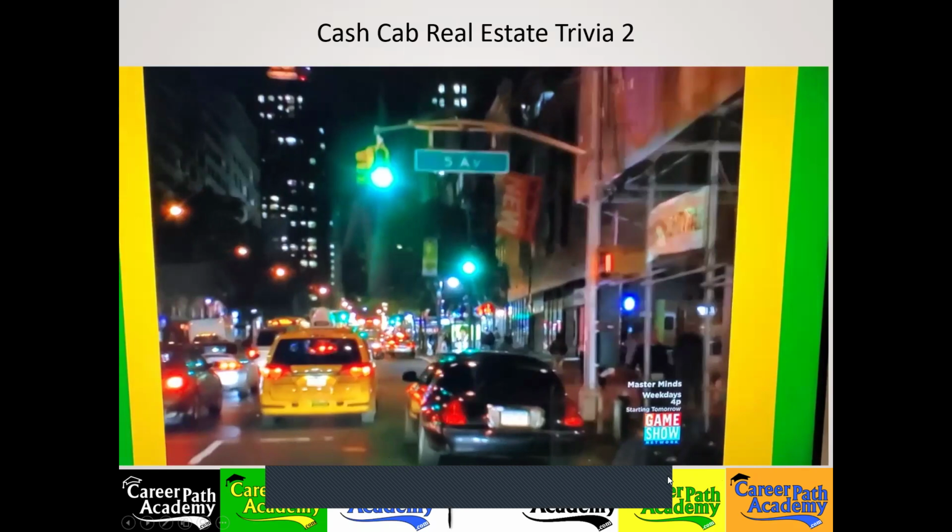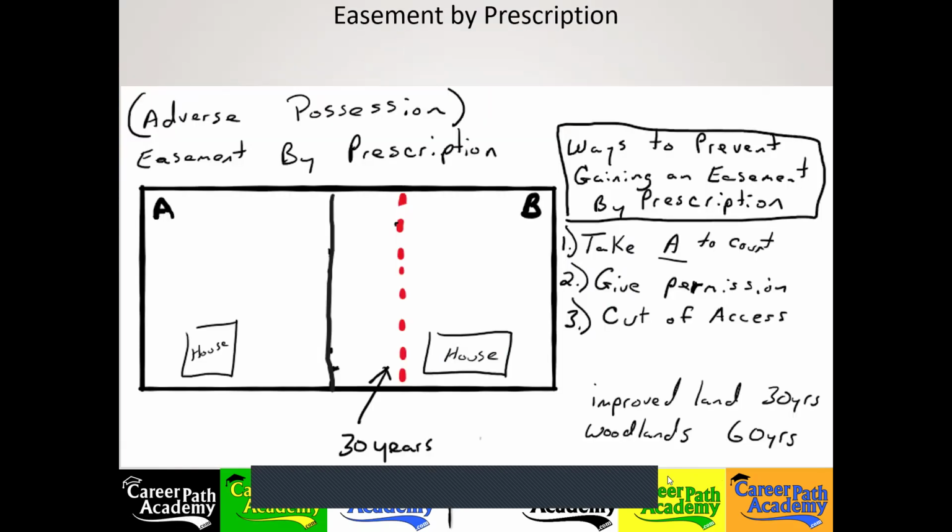Although we could have plenty of our own trivia games with our key terms to review at the end of the chapter. All right, so here's another example of how you could prevent someone from gaining an easement by prescription, but also let's give a little drawing here. We got lot owner A on the left and lot owner B on the right. The property line is right here in the center where the black line is. However, there's a fence here, and that fence was there for 30 years.